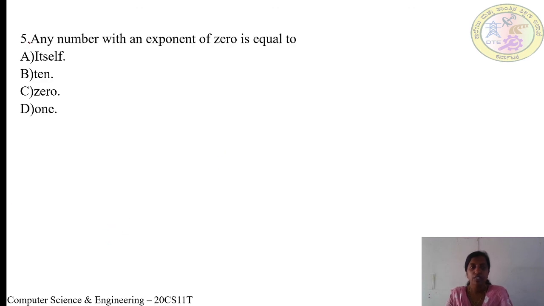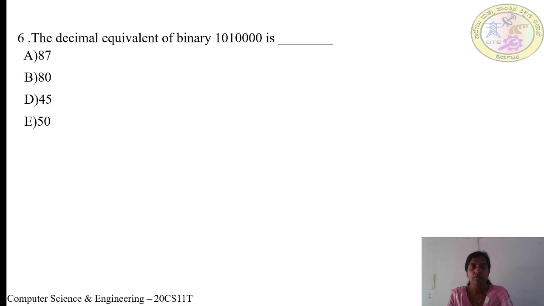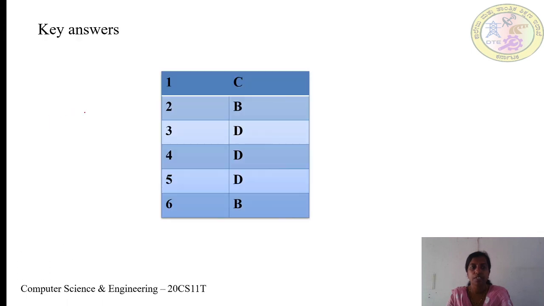Next, any number with an exponent of 0 is equal to: A itself, B 10, C 0, D 1. Answer is D, 1. Any number raised to the power of 0 is always 1. Next, the decimal equivalent of binary 1010000 is: options are A 87, B 80, D 45, E 50. Answer is B, 80.